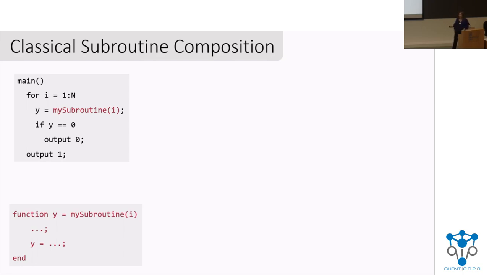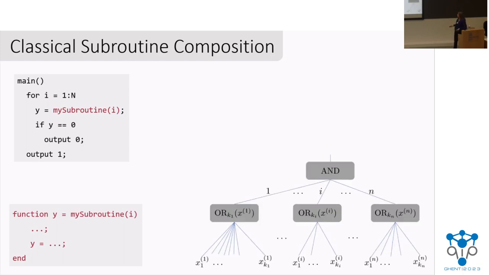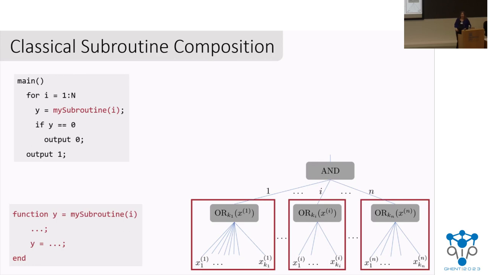And a motivating example that you can keep in mind is evaluating an unbalanced formula like an AND of n bits, each of which is the OR of some block of the input. And we don't assume that each of these ORs is on the same number of bits. So here we're supposing that the first OR is on the first K1 bits in memory, and then the second OR is on the next K2 bits. And it would be very natural here to just have a subroutine that computes the OR, and your main program will just call the subroutine on each of these n blocks of the input.